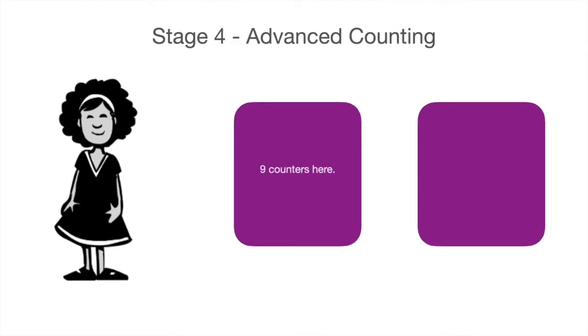Students at stage 4 understand that the end number of the count sequence measures the whole set and can relate the addition or subtraction of objects to the forward and backward number sequences. This can be seen when students count on and count back to solve joining and separating problems.